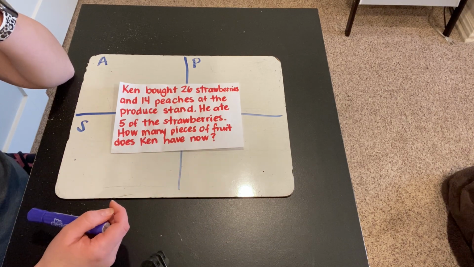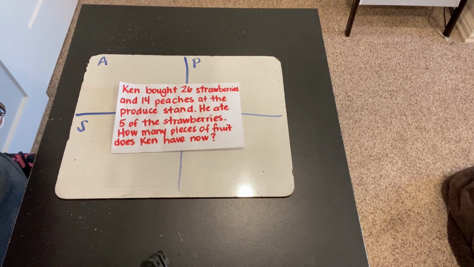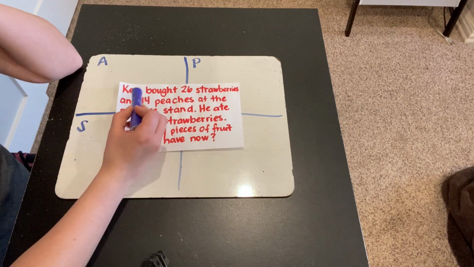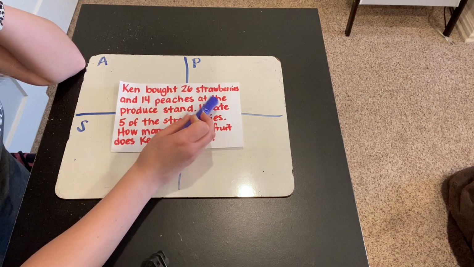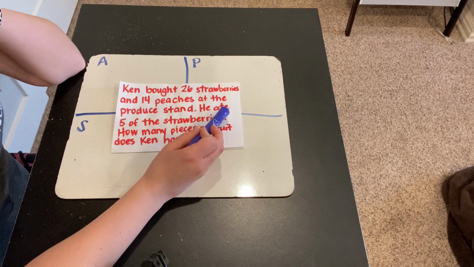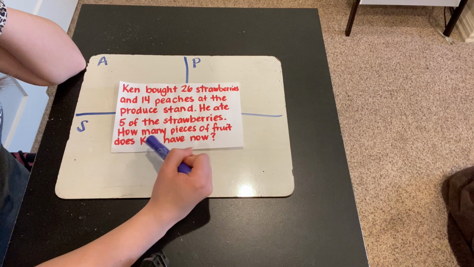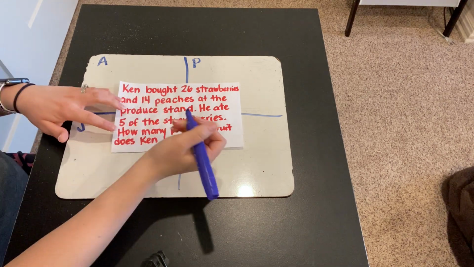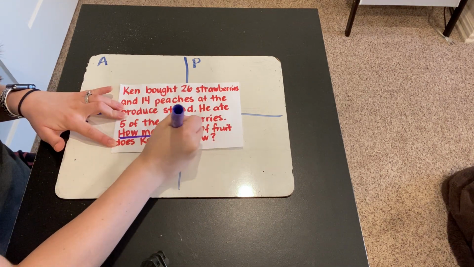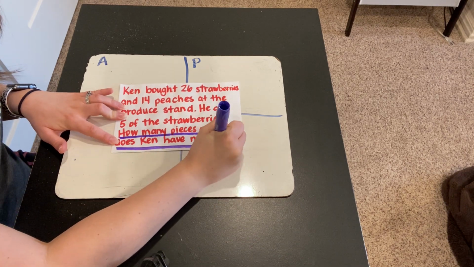Okay, let's read back through that one more time and listen very carefully to the question that we need to answer in this problem. Ready? Ken bought 26 strawberries and 14 peaches at the produce stand. He ate 5 of the strawberries. How many pieces of fruit does Ken have now? Okay, so what question do we need to answer in this problem? How many pieces of fruit does Ken have now? See, it ends with a question mark.